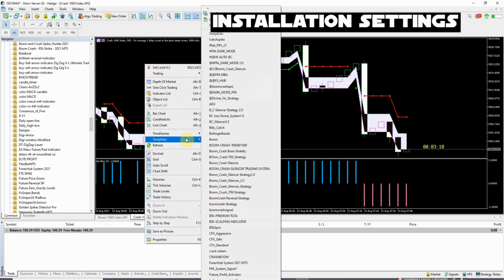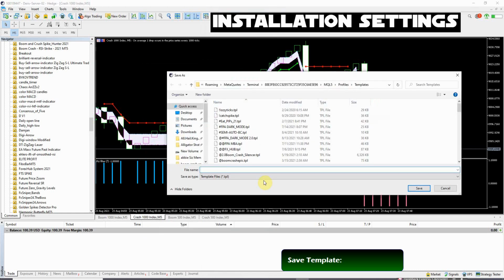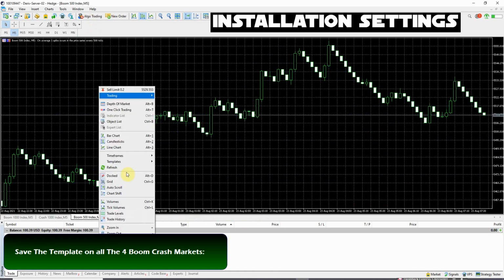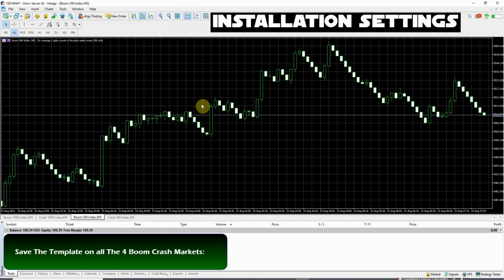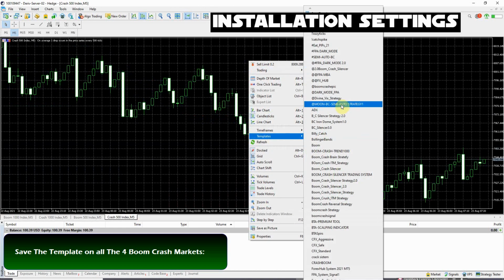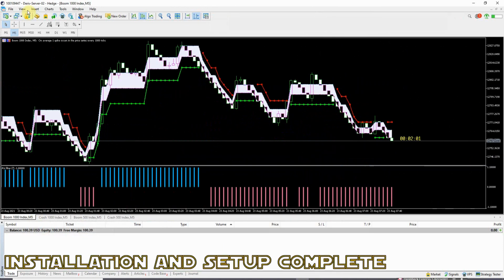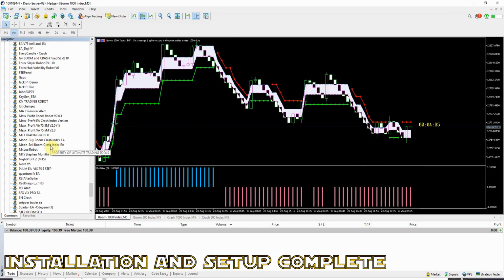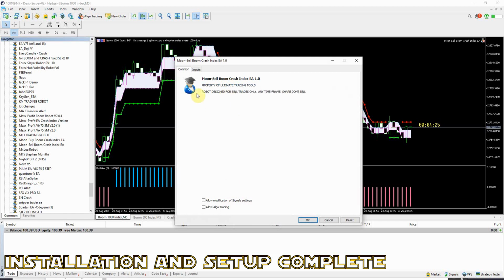Save the template to use it on other markets too. Use the same template on all the 4 boom crash markets. All the necessary indicators for trend scalping have been added. You can as well add your own trend scalping indicators for more accuracy. The remaining part is to attach the 2 buy and sell robots.